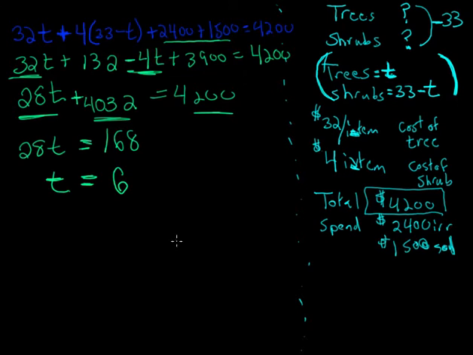But we also need to know the number of shrubs. So 33 minus 6 equals 27. 6 trees and 27 shrubs.